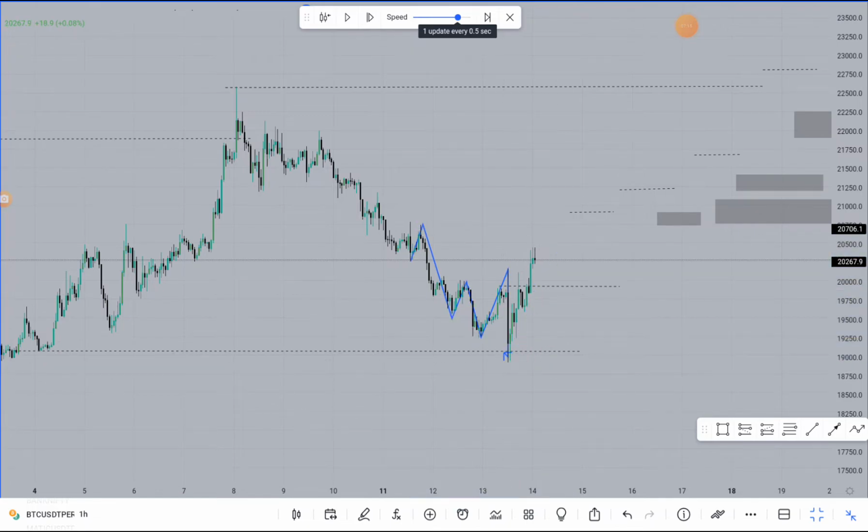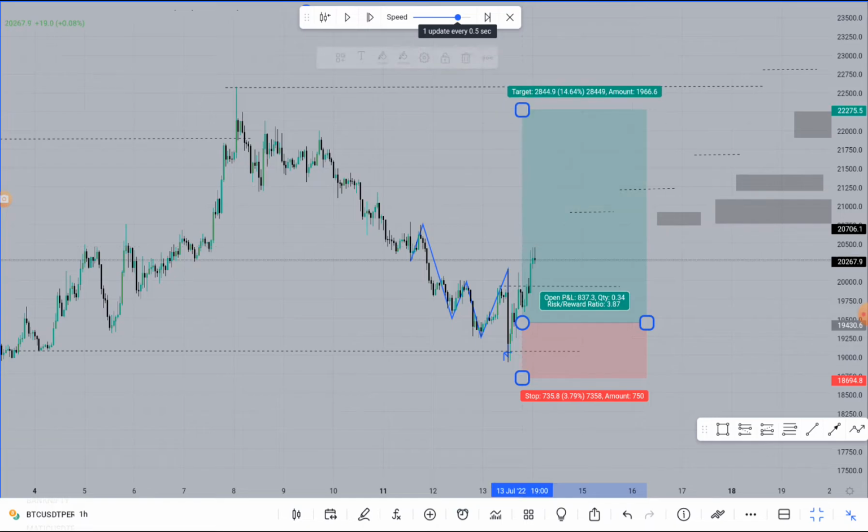Okay, so now for your entry, you can place your entry anywhere around here. Okay, let's say I place my entry here, and place my stop loss below this level.